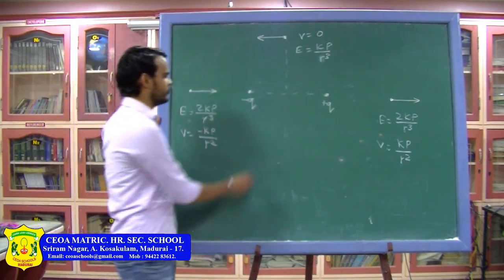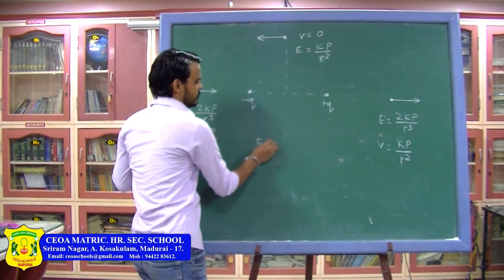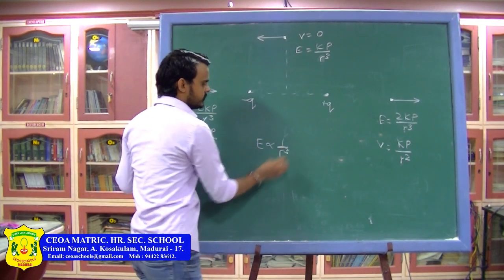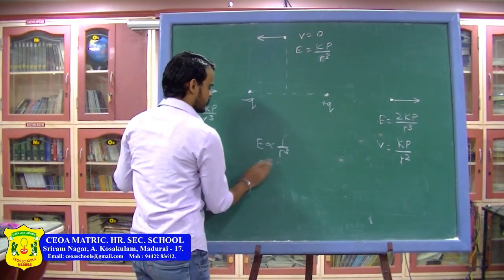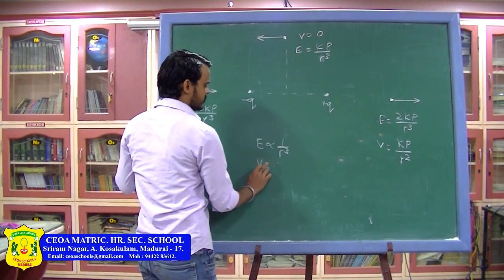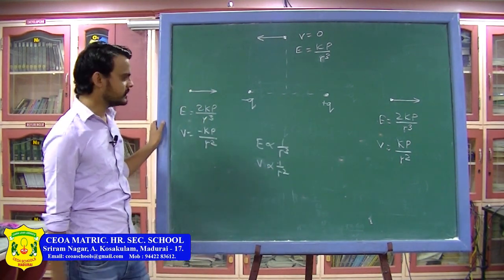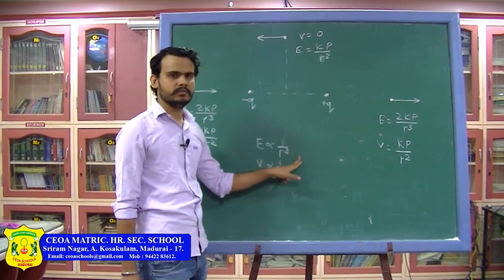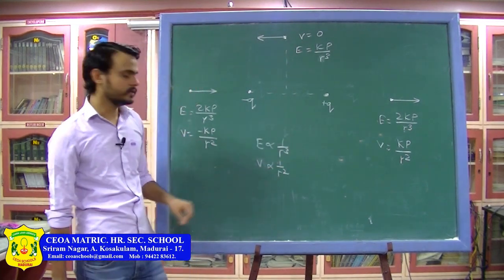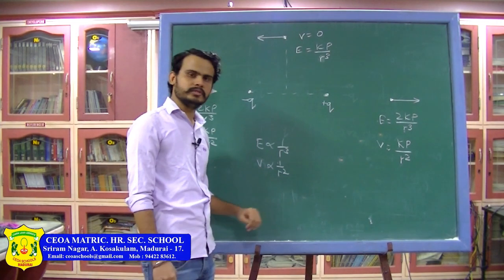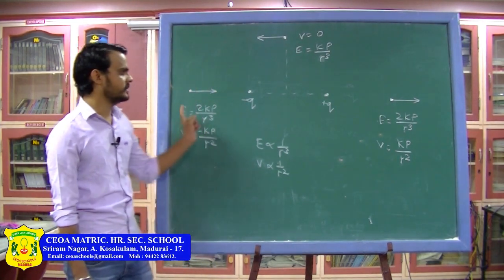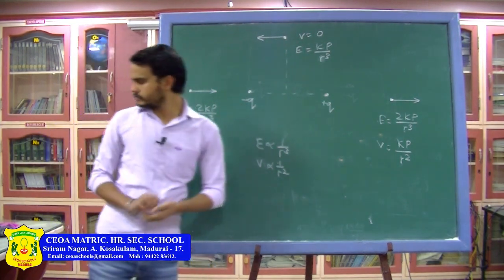Again remember, for a dipole the electric field is proportional to 1 upon r cube and the electric potential is proportional to 1 upon r square. For a single point charge the electric field is proportional to 1 upon r square, and the potential is proportional to 1 upon r. So, till this point we have done in the last class.